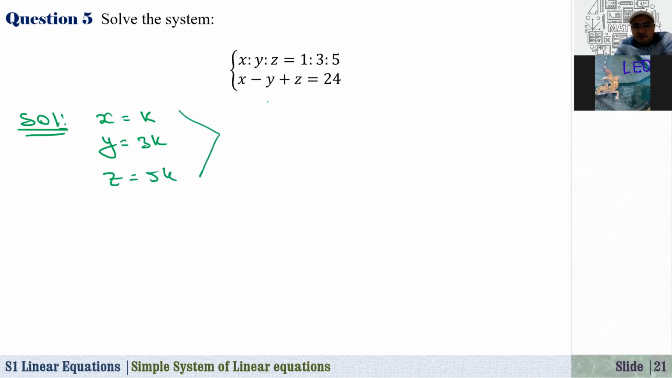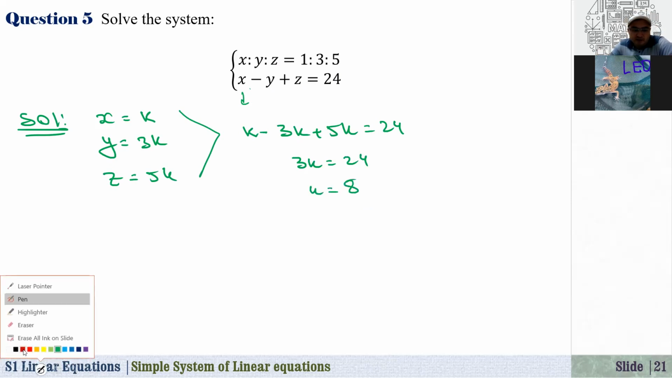So now we have to substitute into the second equation. What is x? So x is equal to k, y is equal to 3k, and z is equal to 5k. Then 6k minus 3k, that's equal to 3k. On the right-hand side, we have 24. Now what is k? K is equal to 8.